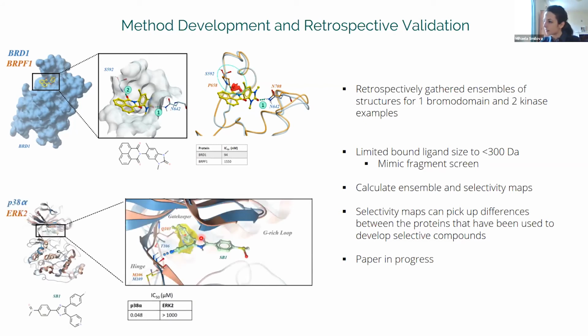And in this next example, we look at how the selectivity maps can pick up a hydrophobic pocket that opens up in the kinase P38 alpha, but not in the closely related kinase ERK2. And this is caused by the bulky gatekeeper residue in ERK2, which blocks access. And this feature is actually used by this compound SB1, which is a P38 alpha selective inhibitor.